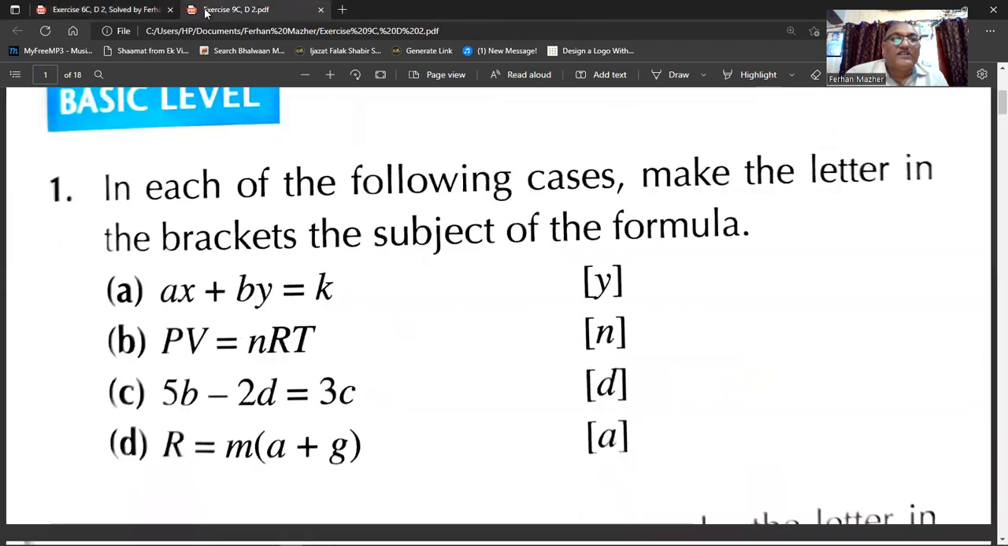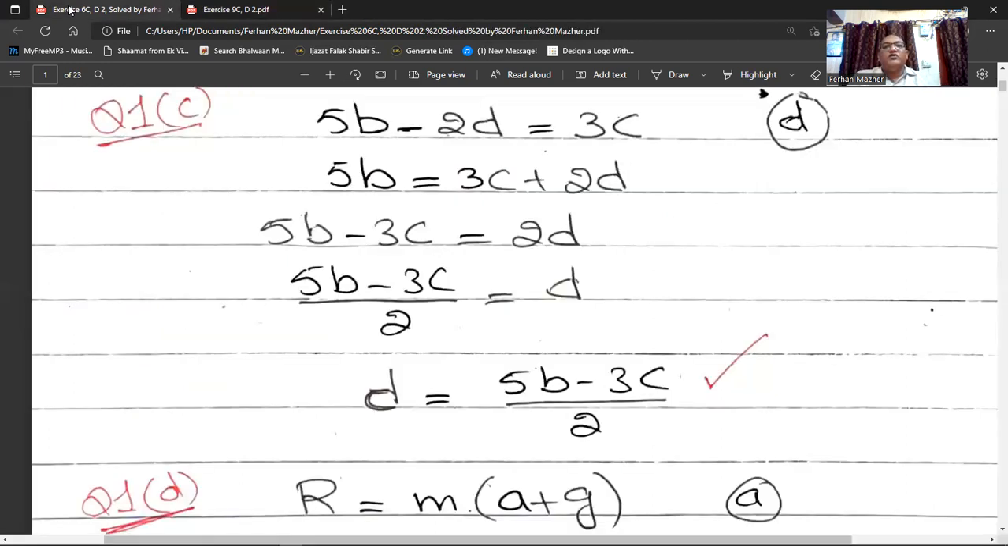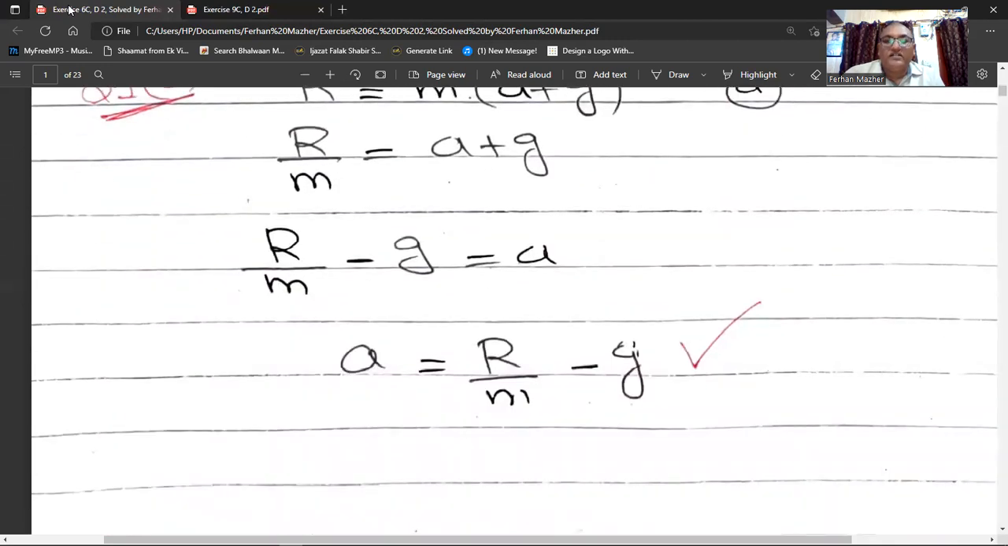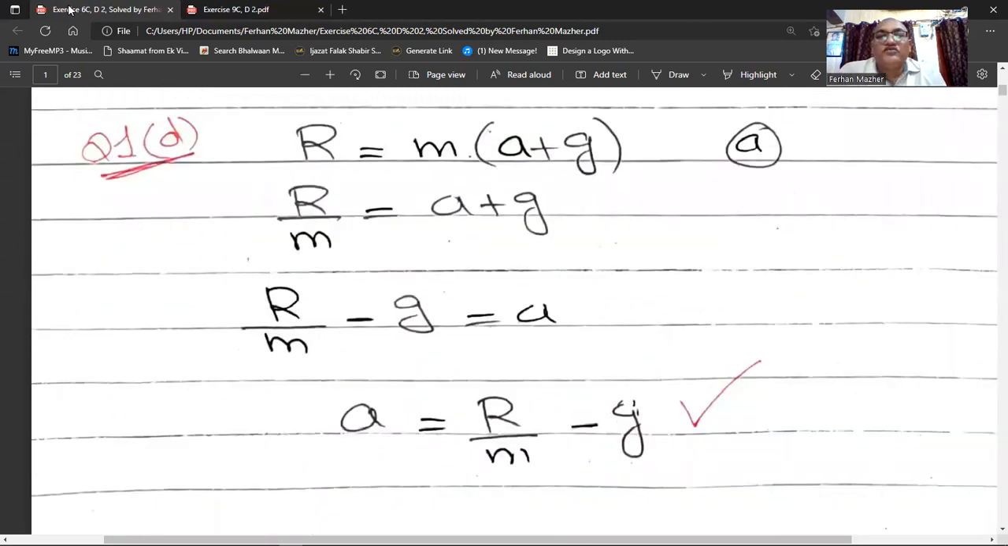Okay, so let's go to the next part, the d part. It says r equals m bracket a plus g bracket close, and we want a to be the subject of the formula. First of all, you see, r equals m bracket a plus g bracket close, and a we want to make the subject. That m is multiplying with that bracket. So first of all, take that m to the other side.